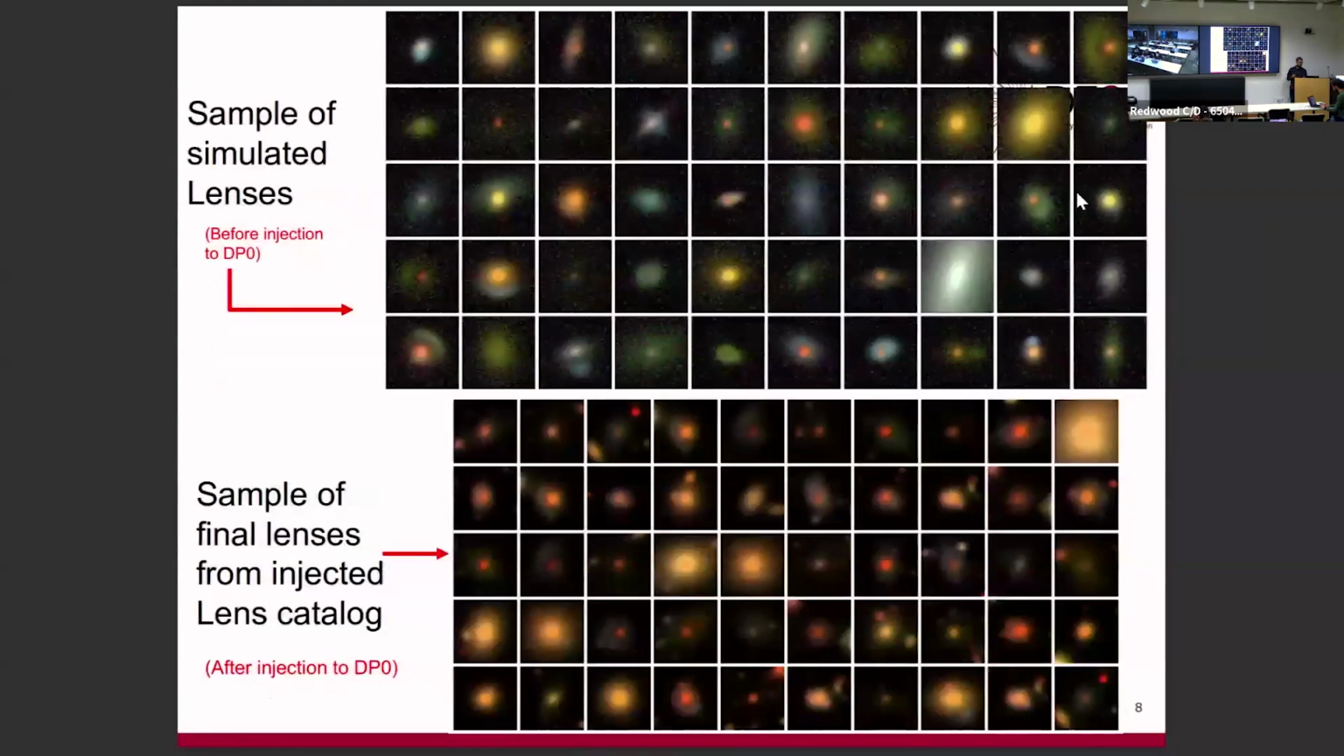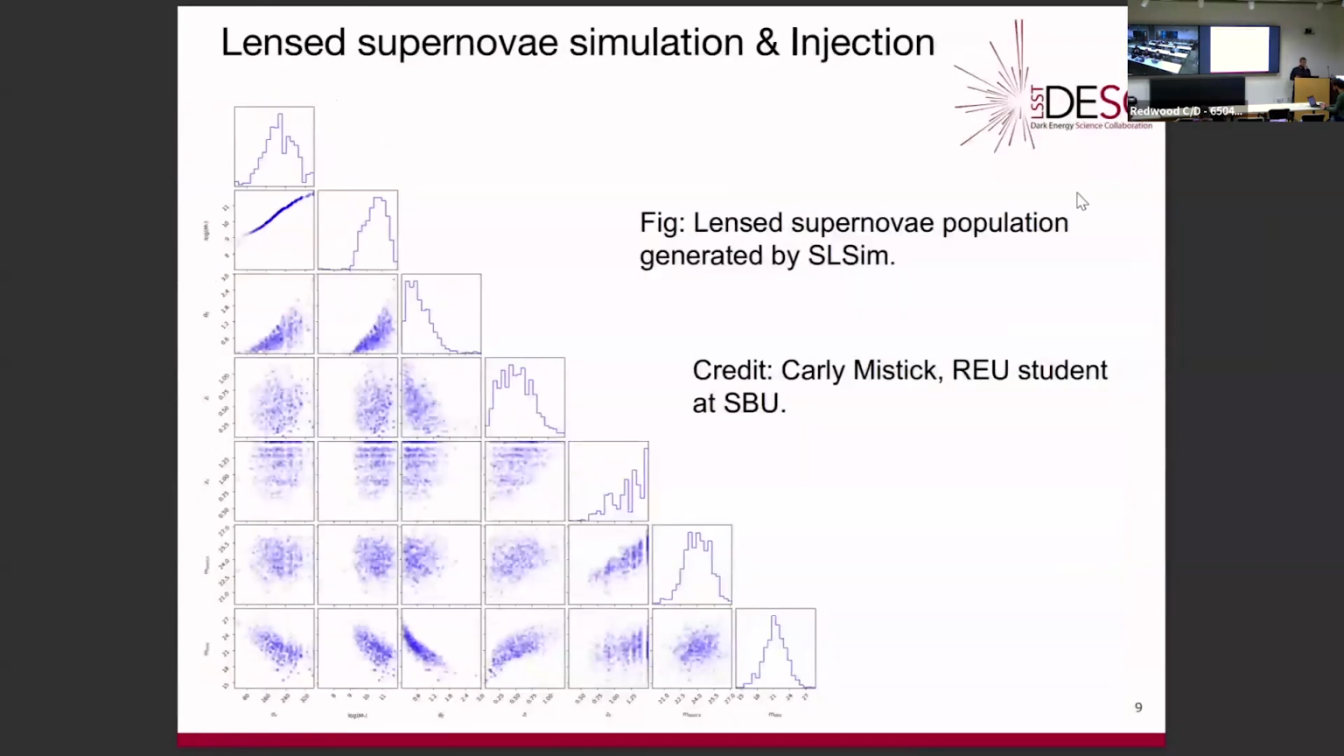And here is an example. At the top, you can see a sample of simulated lenses made with SLSim before injection into the DP0. At the bottom, you can see a sample of injected lenses, the galaxy lenses after injection into the DP0 data. The second kind of lens that we can simulate using SLSim is the lens supernovae population.